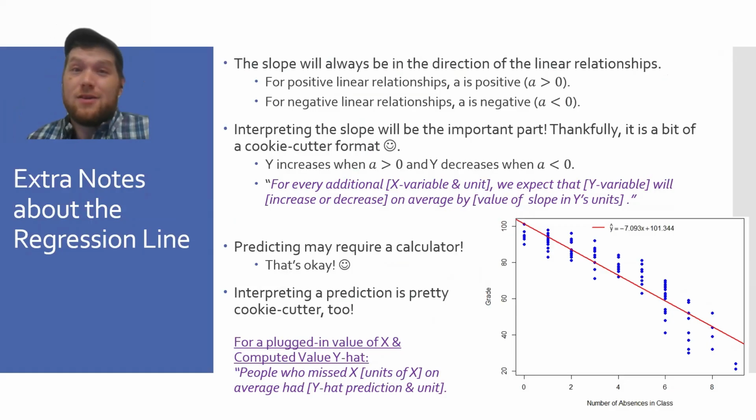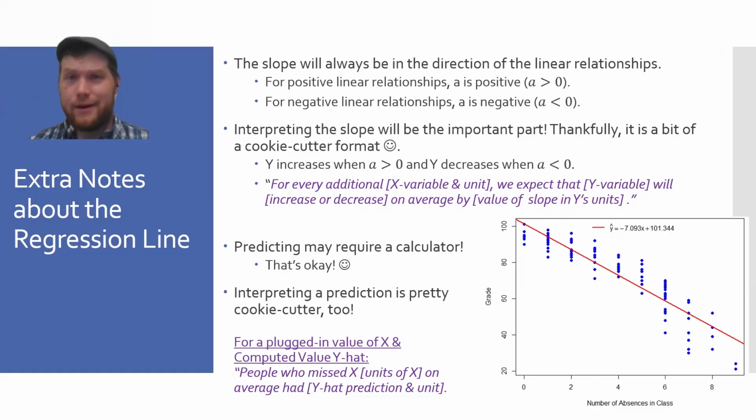It's a bit of a cookie cutter format. Y increases when a is bigger than 0, and y decreases when a is less than 0. Other than that, it's like: for every additional, whatever your x variable is, including your units, we expect that the y variable will either increase or decrease, depending on your slope, on average by the actual value of the slope. That's all you have to do. You just fill in the blanks when you're talking about it.